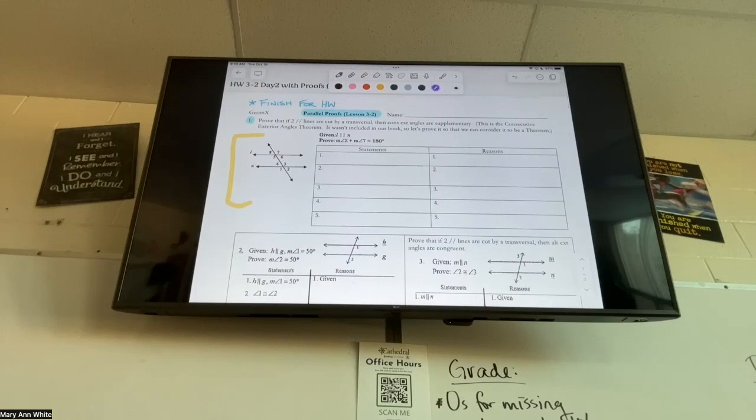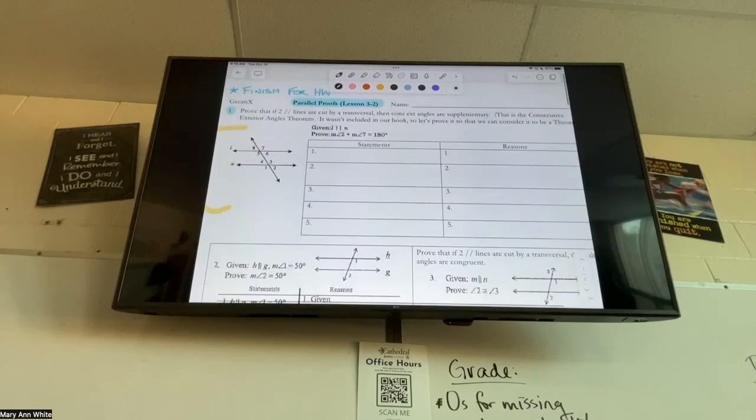So let's start on this first one, okay? Knowing nothing else, I think you can fill in 3 of these 10 boxes. What's 1 box that you can fill in? Given, good. So in the first statement box, I'm going to write L is parallel to N. And then we can also write given for reason box number 1. Those are 2 of my boxes filled in. I think there's 1 more you can fill in. Sam? The prove box, that last box. Measure of angle 2 plus measure of angle 7 equals 180.